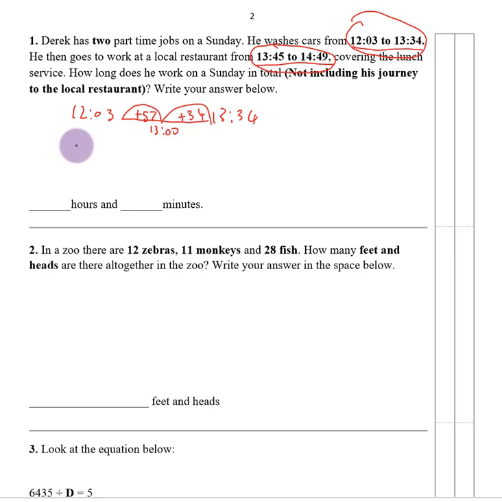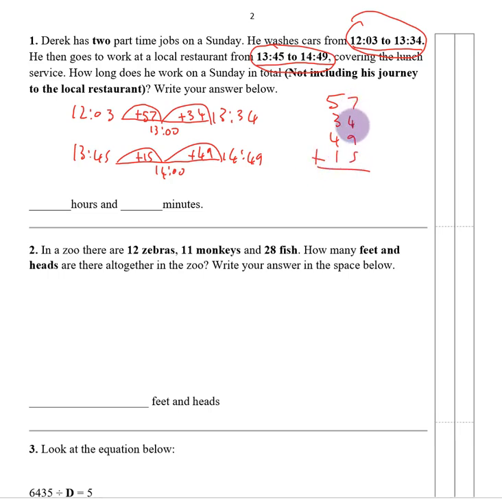Now we'll do the same for the restaurant. So it's 13:45 timeline, and we're going to 14:49. So we'll add on 15 minutes here, that takes us to 1400 hours, and then we'll add on the other 49 minutes. So we've got all the minutes now that he works. We just need to add those together. So 57 add 34 add 49 add 15, and this will give us the total length of time.